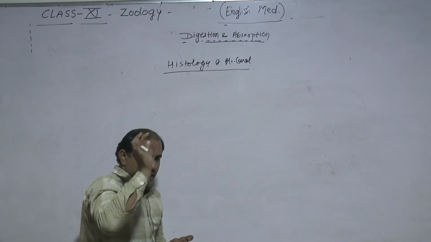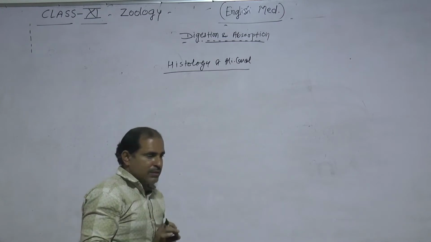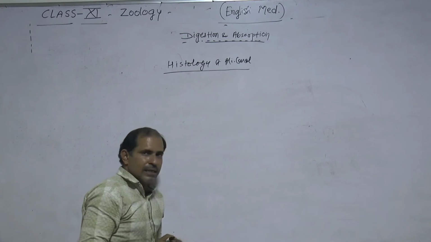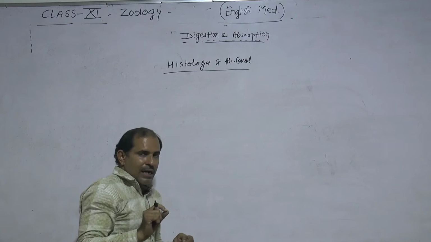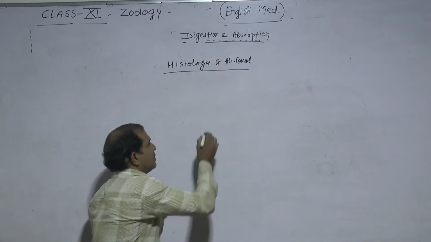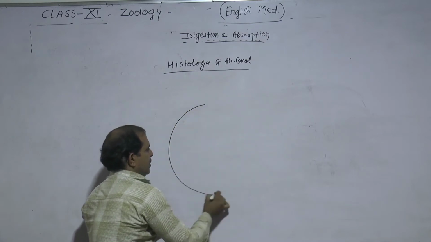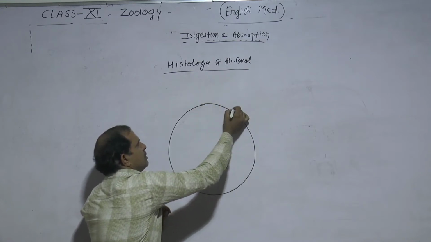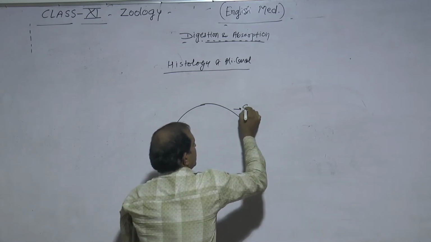The alimentary canal is a tube-like structure. If we see the TS of the alimentary canal, it is seen that it consists of 4 layers. The outermost layer is called serosa.